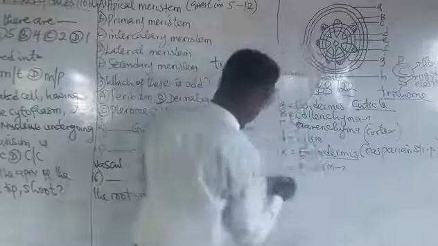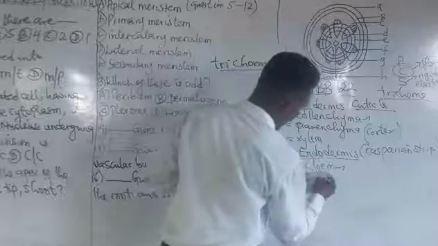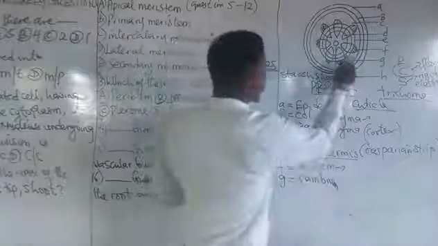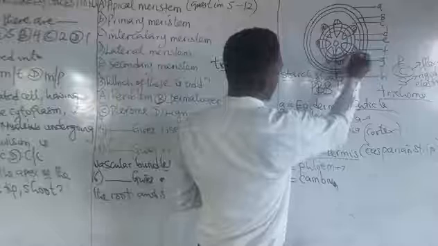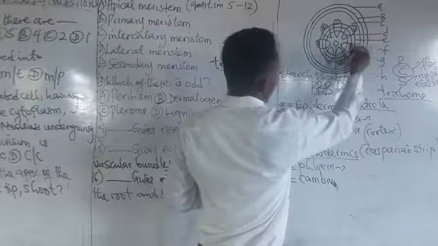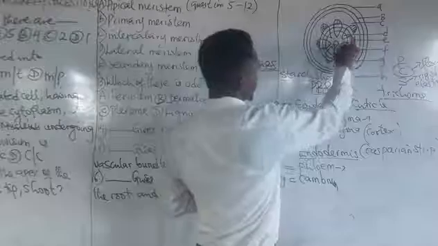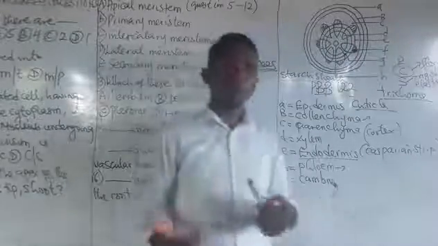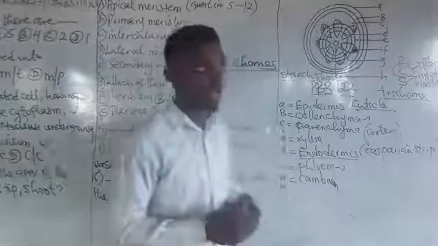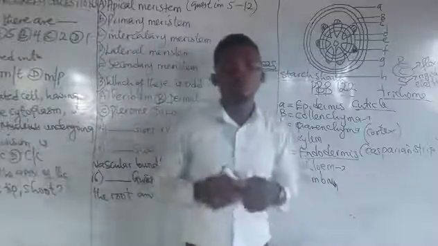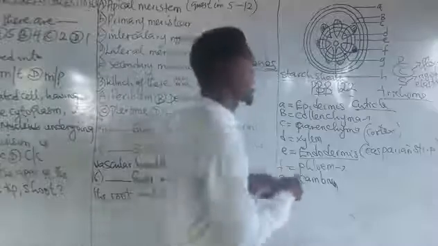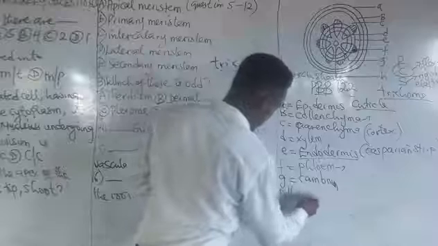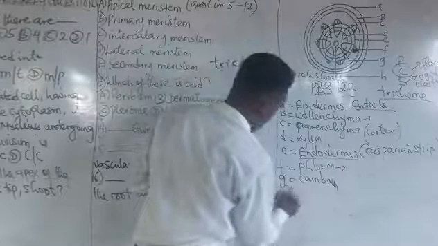The next one is called what? G. The G is called the cambium. G is called what? The cambium. You will observe that the cambium is usually found between the phloem and the xylem. So the cambium, I told you before, enhances secondary growth in plants, and that has to do with increase in diameter of the roots and what? Stems. Now the last part here is the pith. Alright, so H is what? Pith.